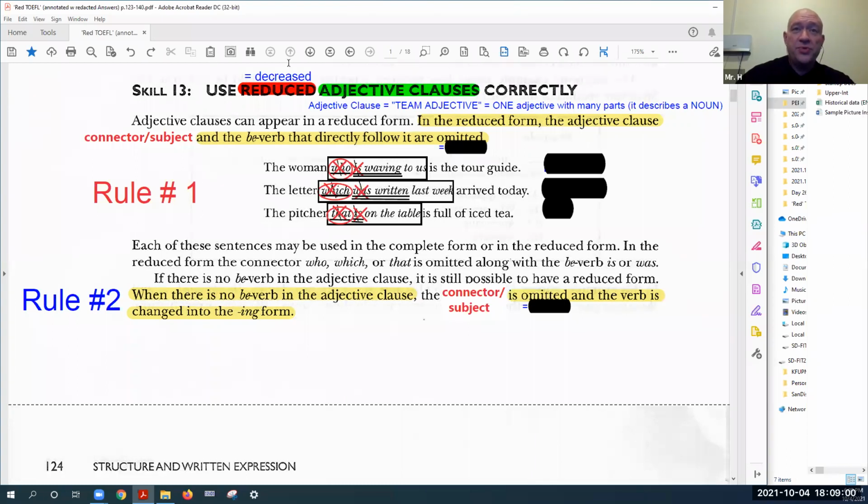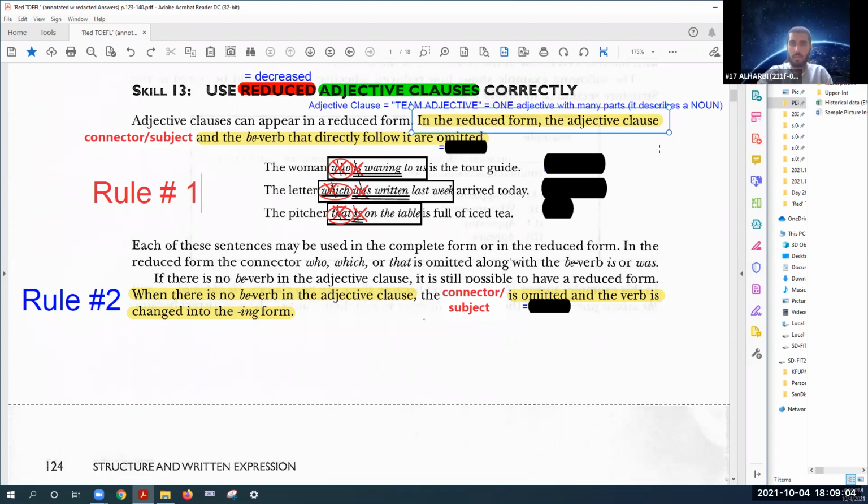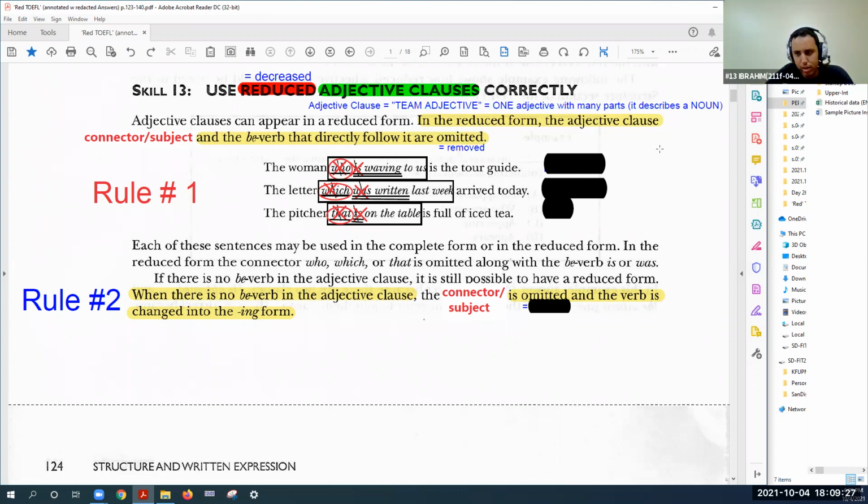Al-Harbi, can you read here in the reduced? In the reduced form, the adjective clause, connector and subject, and be verb that directly follow it are omitted. Do you know that word? Omit? You should know the word omit. When you omit something, you remove it.